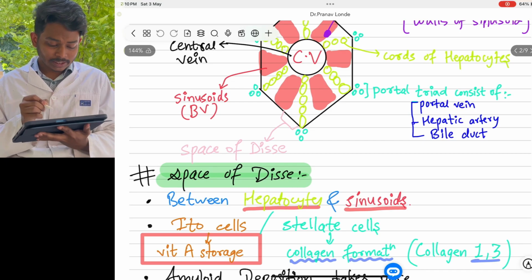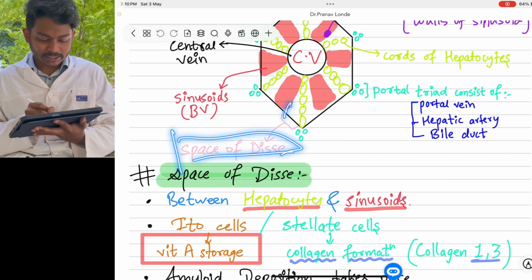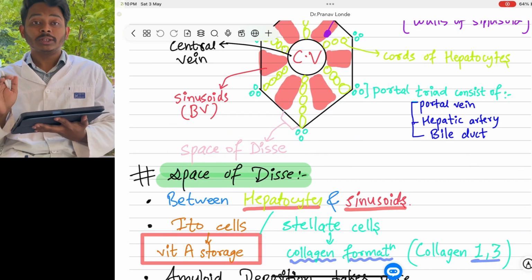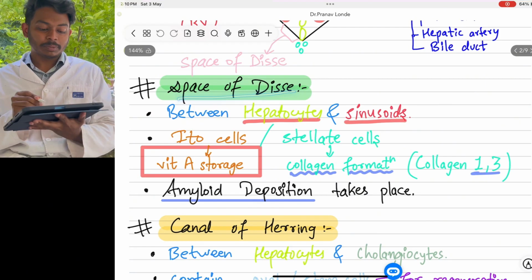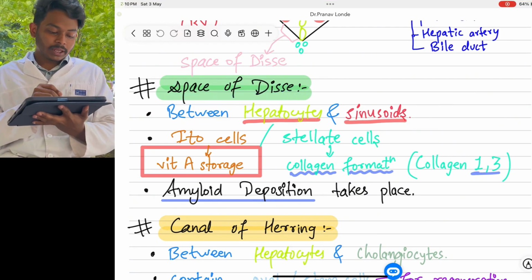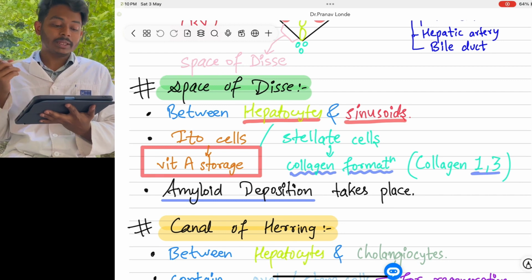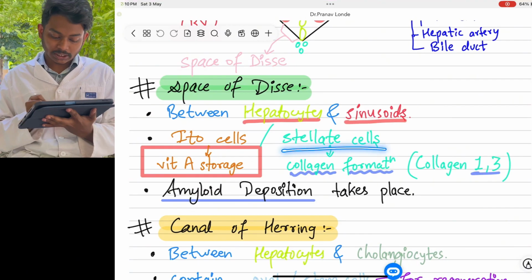Then there is the space of Disse, which is present between the sinusoids and the cords of hepatocytes. So this is very important. Why? Because the space of Disse is present between the hepatocytes and sinusoids, as I told. In this space of Disse we have two types of cells. First is Ito cells and second is stellate cells.